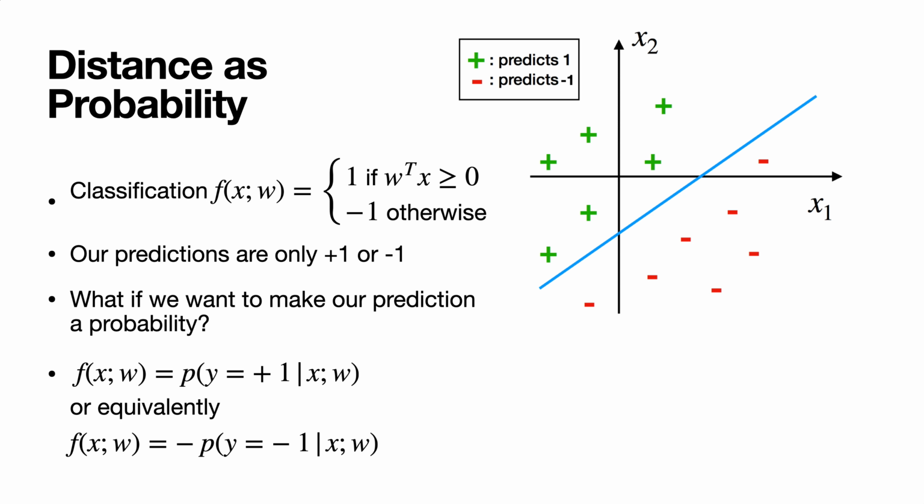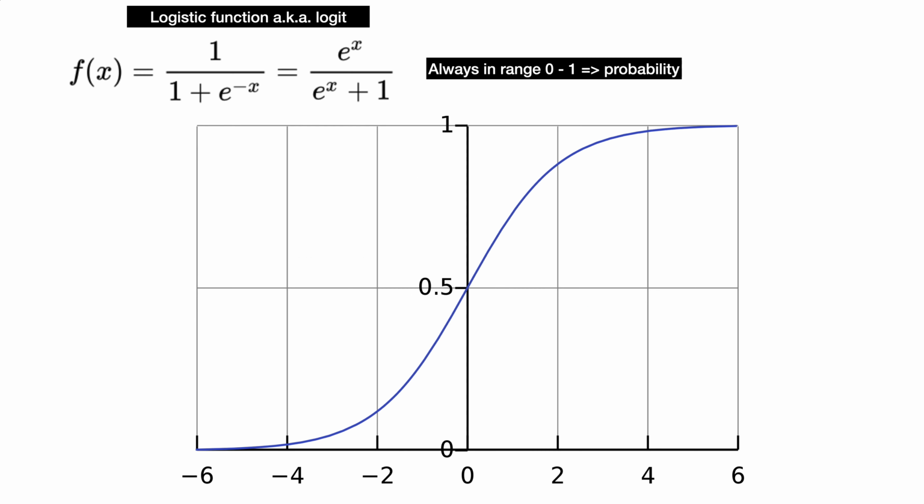Or equivalently, one minus the probability that it is negative class. The probability that something's negative class is equal to one minus the probability that it's positive class, where, of course, things are between 0 and 1. All right. So we want to make our prediction into a probability. We need some sort of function that's going to squish infinite numbers, like if x goes off to minus infinity, to make sure it's never lower than 0, and if x goes off to positive infinity, that it's never higher than 1.